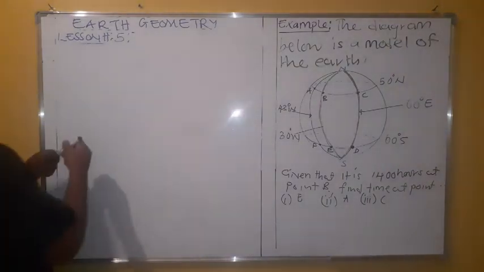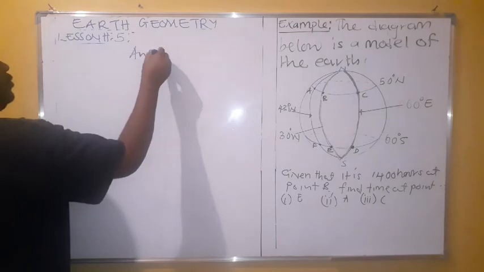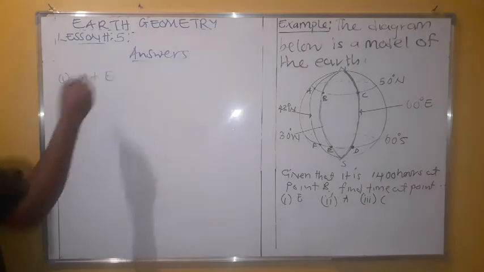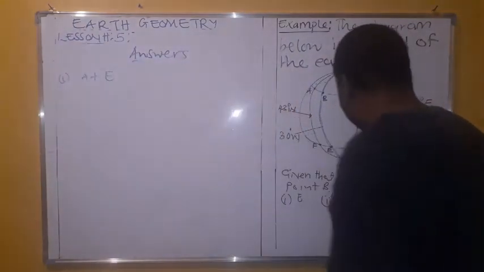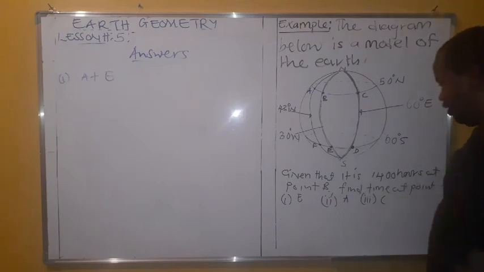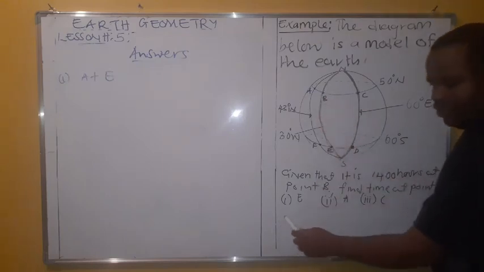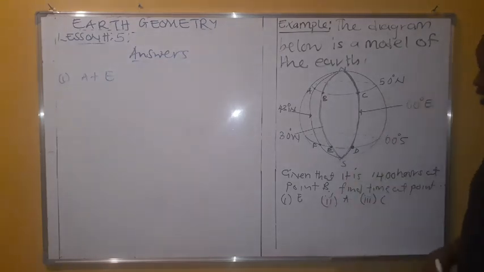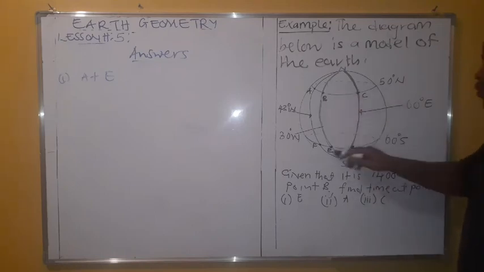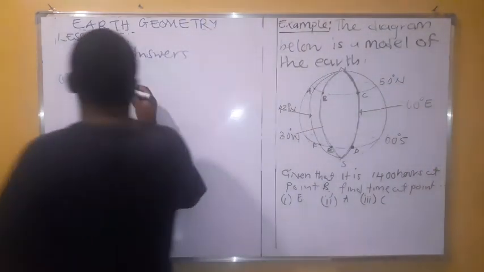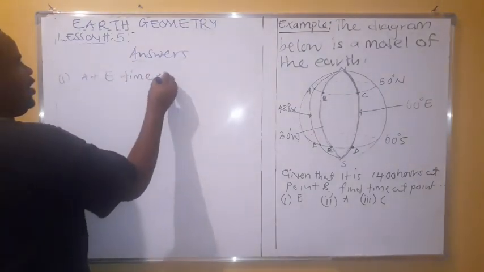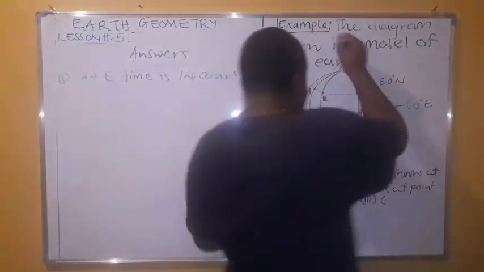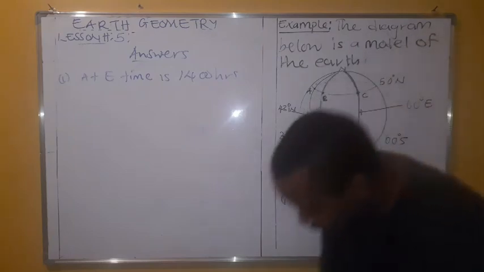Roman numeral 1. So at E, what is the time? We're saying time will differ if there is a difference in longitude. So B and E share the same longitude, meaning that the time is the same. So meaning that if this is 14 hours, this one will be 14 hours as well. So at E, time is 14 hours as well, because there is no difference in longitude. They are sharing the same longitude. I hope that is clear.